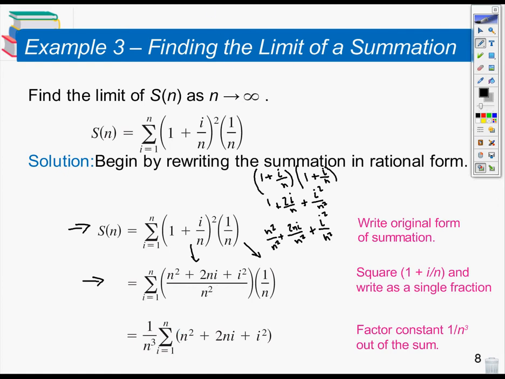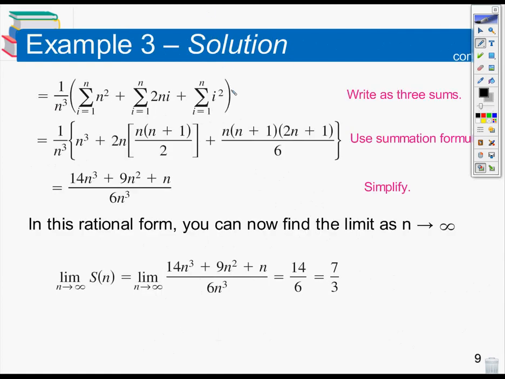Once we have that settled, I can now take each of those three terms that was left here. I had n squared, 2ni, and i squared. Let's highlight those. n squared, 2ni, I'll put in a different color.